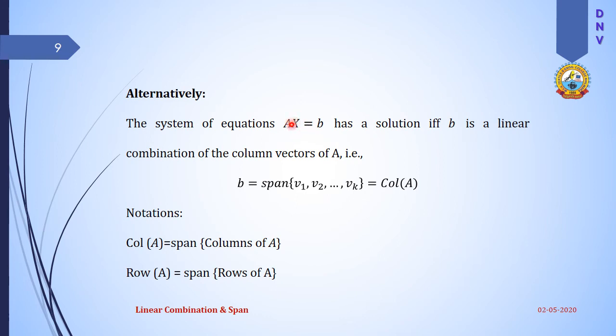X is a vector which is taken for multiplication of A, and this is the right hand side. So if this has a solution, then it will be a linear combination of the column vectors of A. So B is in the span of these vectors, and it is the column space of this matrix A. So these are the columns of A that span, that is, the span of columns of A, and row A is the notation for the span of rows of A.